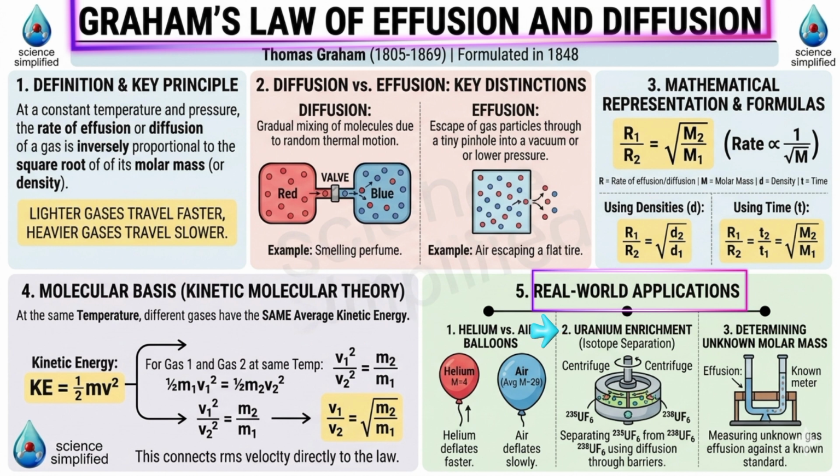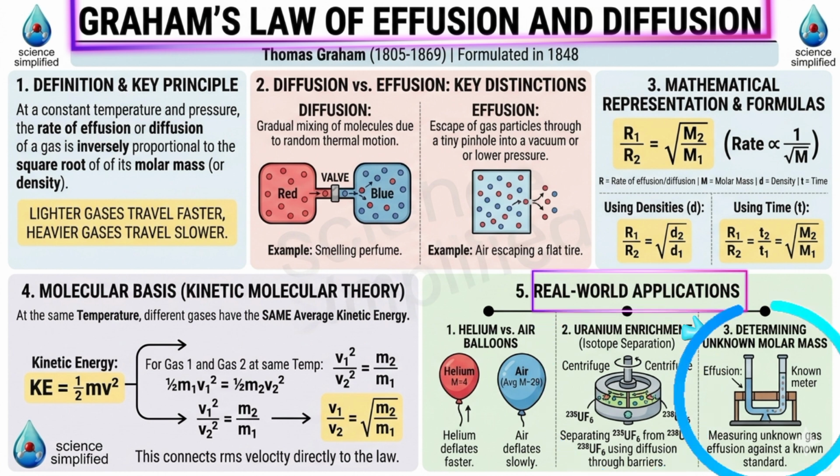The second application is uranium enrichment and isotope separation. This industrial process involves separating uranium-235 hexafluoride from the heavier uranium-238 hexafluoride using a centrifuge machine. Due to the very slight difference in their molar masses, the lighter isotope travels slightly faster through physical barriers. This exact principle is critical globally for nuclear fuel processing.